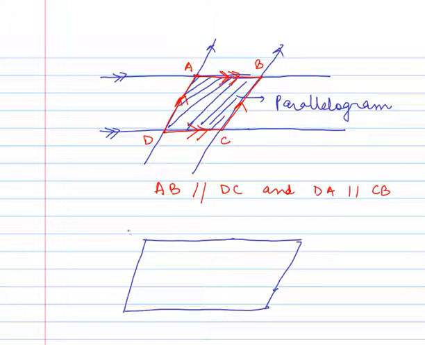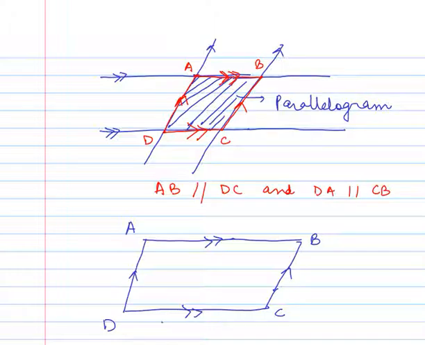This is a parallelogram with vertices A, B, C, D. These two lines are parallel. AB is parallel to CD and AD is parallel to BC.